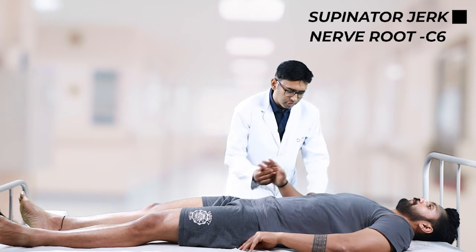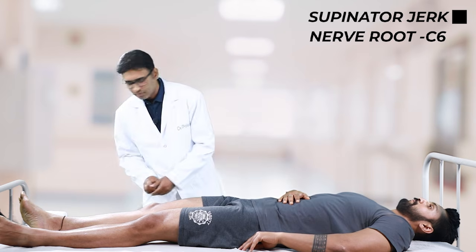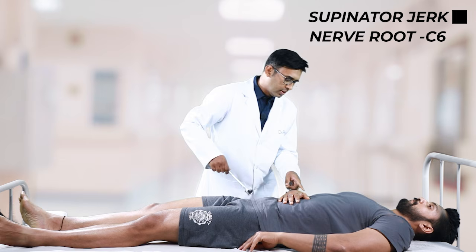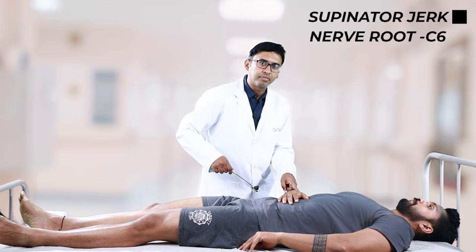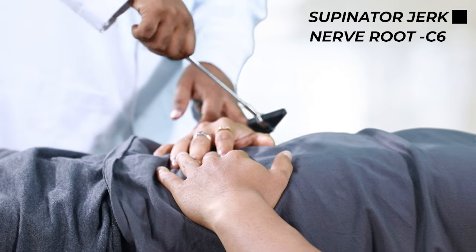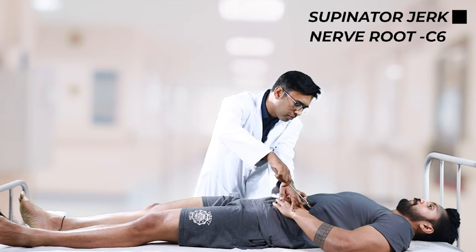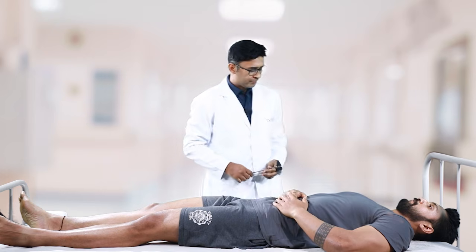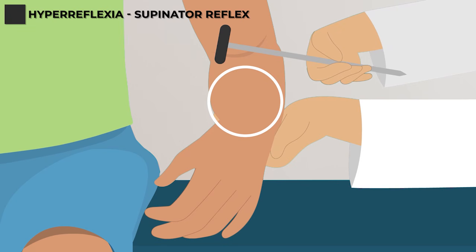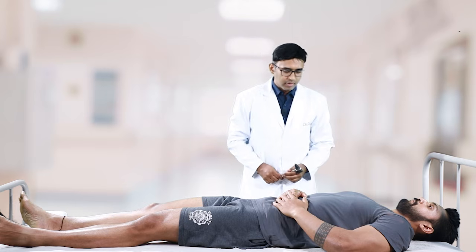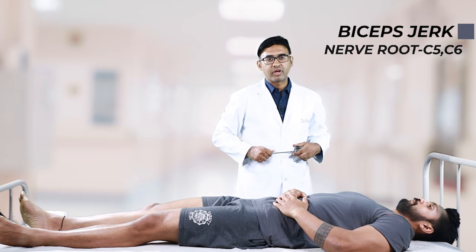Can you keep your hands on your body? Just relax. Keeping my finger on the distal end of the radius, I am going to strike it with my knee hammer. This is compared with the opposite hand. The biceps jerk is tested by hitting the tendon of the biceps muscle with the knee hammer.